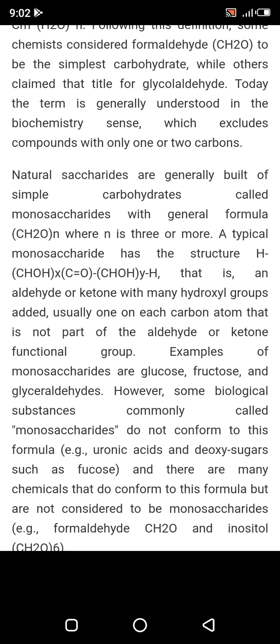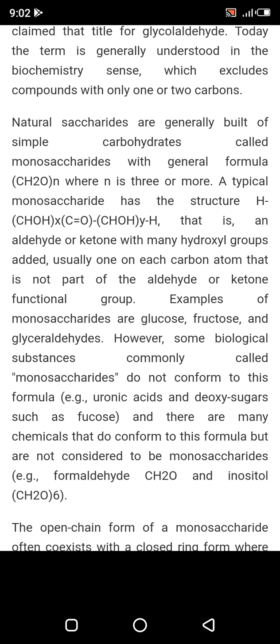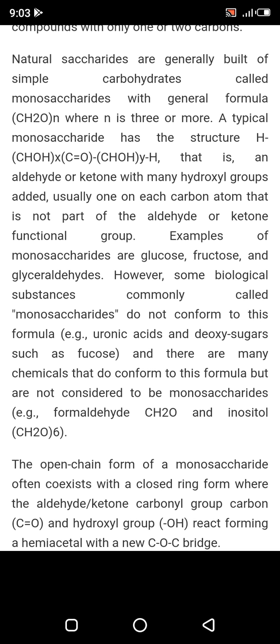Natural saccharides are generally built of simple carbohydrates called monosaccharides, with general formula (CH2O)n, where n is 3 or more. A typical monosaccharide has the structure H-(CHOH)x-C(=O)-(CHOH)y-H. That is an aldehyde or ketone with many hydroxyl groups added, usually one on each carbon atom that is not part of the aldehyde or ketone functional group. Examples of monosaccharides are glucose, fructose, and glyceraldehyde.